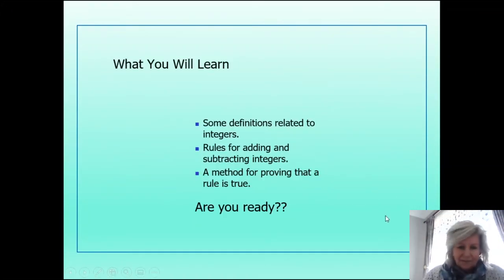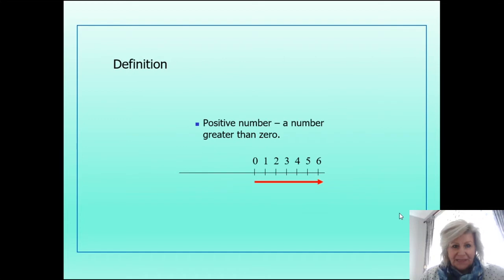Hi, grade 7. Right, we're having a look at integers. What you will learn: some integers, some definitions related to integers, rules for adding and subtracting, and a method for proving that the rule is true. Right, are you ready? So, positive numbers.